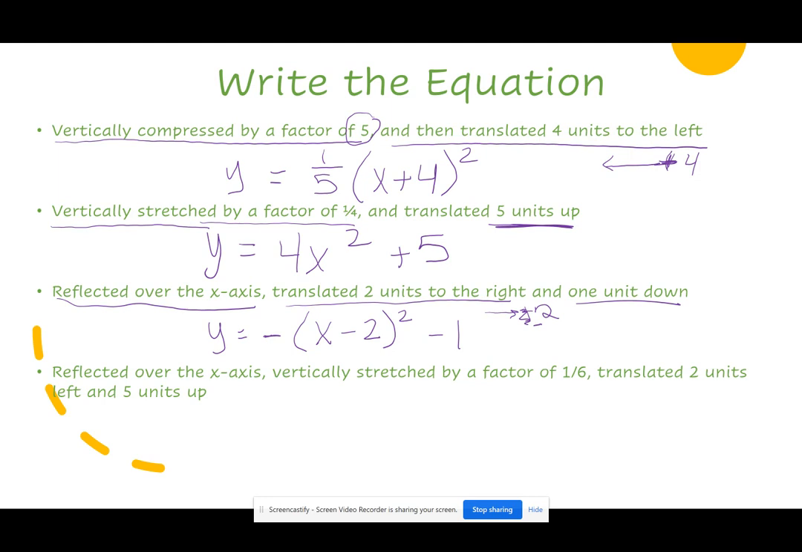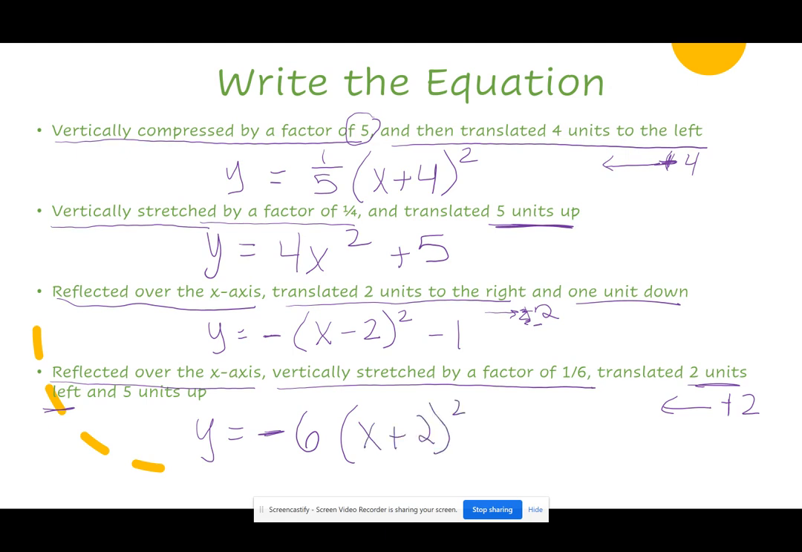Last one that has a little bit of everything. Reflected over the x-axis, we automatically know equals a negative. Vertically stretched. Stretched means it got more narrow and tall. So I'm thinking a whole number. By a factor of 1/6, the reciprocal is 6. Translated 2 units left. So 2 units left, I'm thinking -2 opposite. So we get x plus 2. Don't forget your squared. And then 5 units up, we just have a +5 on the end.